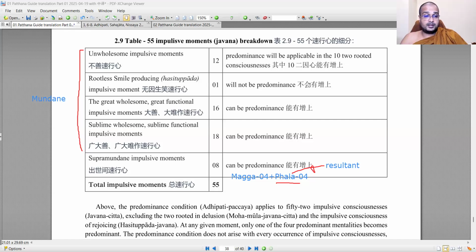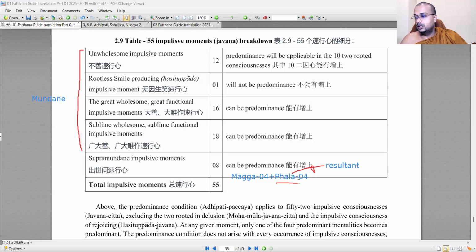Right. Now you may have a question. How come in the resultant consciousness, the fruit consciousness, the predominance condition is applicable? You may have this question here. Because in the mundane resultant consciousness it was not applicable, since it did not have any preliminary preparation, but here it is there. So the reason is this.